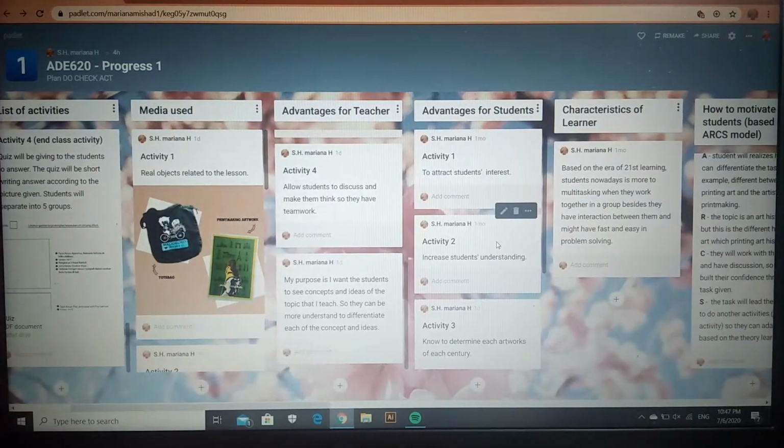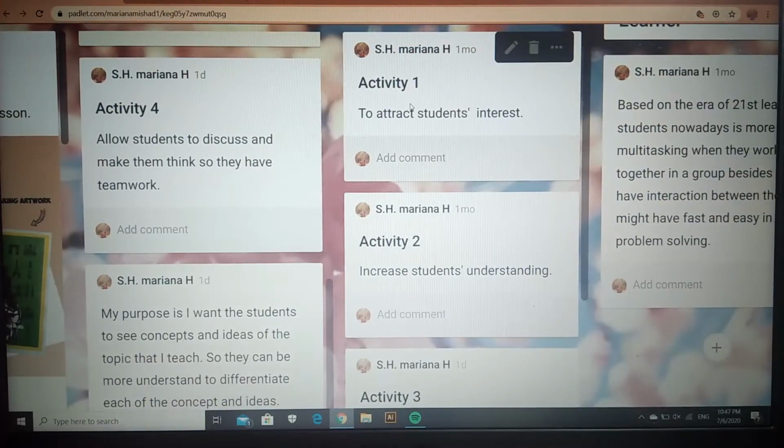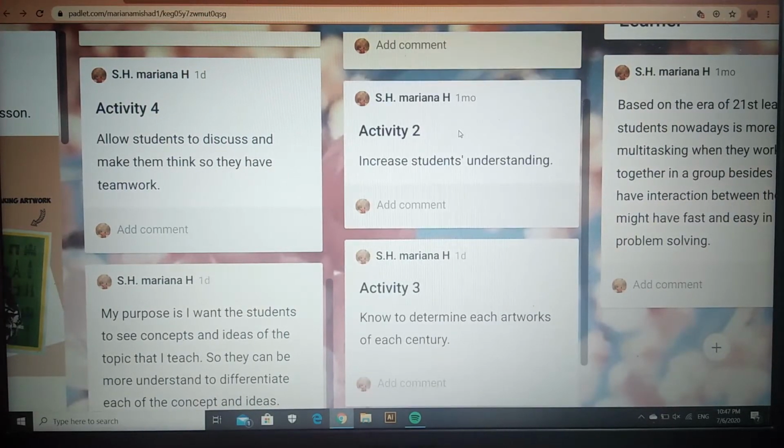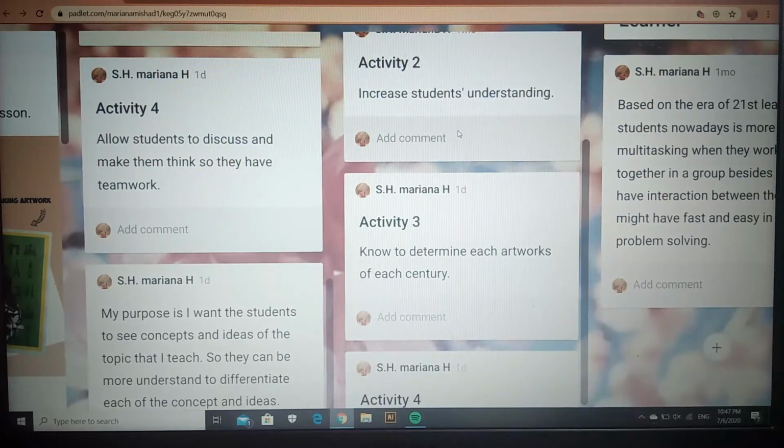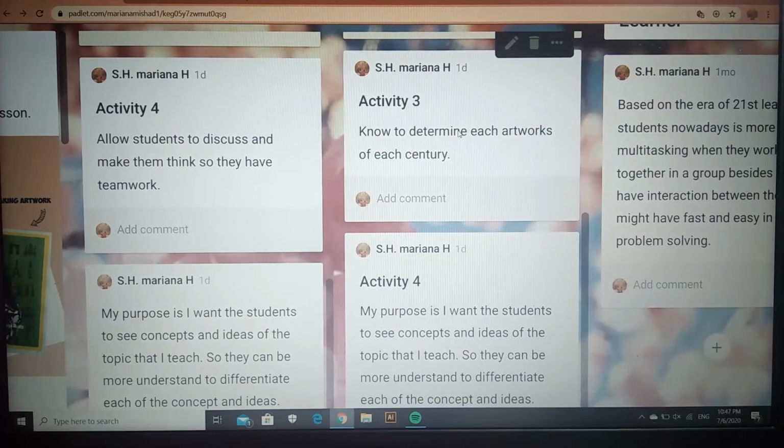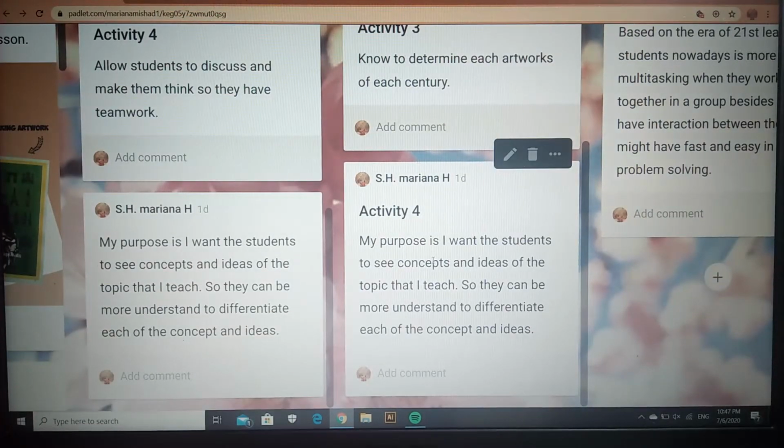So next are the advantages for students. Here is activity 1, to attract student interest. Activity 2, to increase students' understanding. Activity 3, to determine the artworks of each century. And activity 4 is the same as the advantages for the teachers.